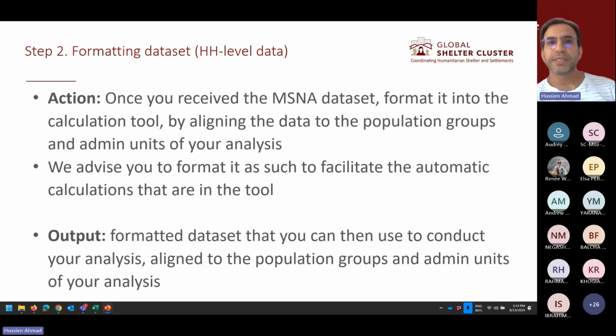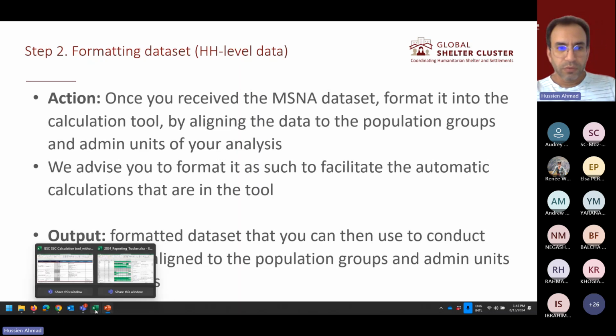So to format your data set, if you have household level data, once you receive the MSNA data set, usually formatting the household level data is easier and doesn't require a lot of work. Mainly, you need to make sure that the population groups and the admin units are more or less similar to the ones you have in your calculation tool. Make it in a way that facilitates your formula writing to calculate the severity under each pillar. The output, we said, is the formatted data set that can be used to conduct your analysis.